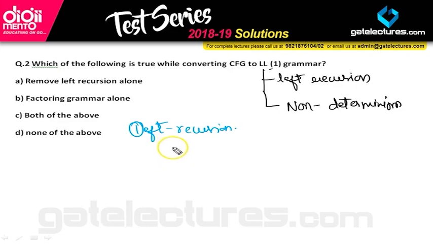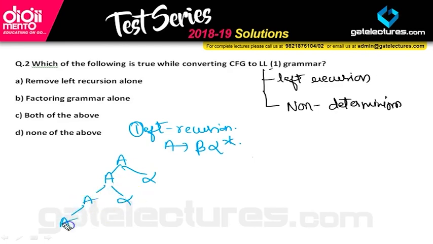Let's say it is a type of production like this: A → Aα | β, with α star. It means A is producing A and then alpha. Again, A is producing A alpha, A alpha, A alpha. If you look at this example, without producing any terminal symbol, A is producing first itself and then producing a terminal symbol.